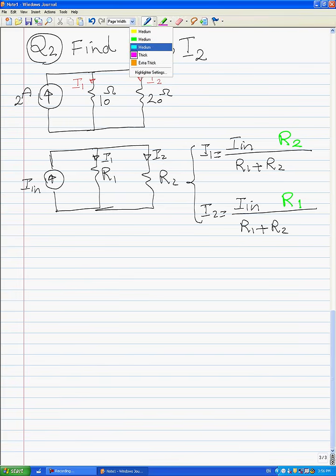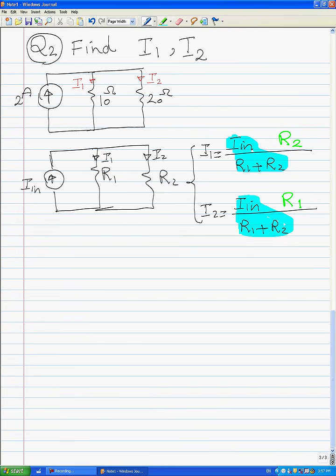In order to summarize and memorize these rules, you can see this part for I1 and I2 is the same. And only for I1 we need R2 here, and for I2 we need R1 here.